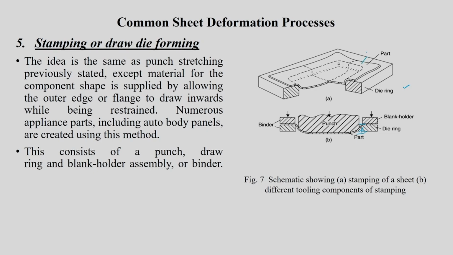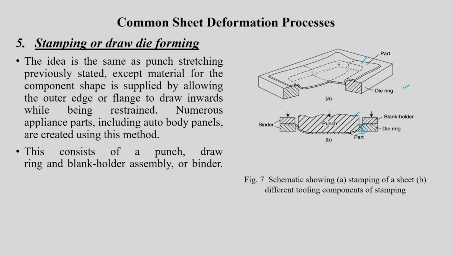So the sheet is kept above the die. You can see that here it is a die and there is a punch. Let us say the punch is shown here in the B part and it's going to deform the sheet, and the sheet is clamped between the blank holder and the die ring. So the idea is the same as punch stretching previously stated, except material for the component is supplied by allowing the outer edge or flange to draw inwards while being restrained. That is the main difference here.